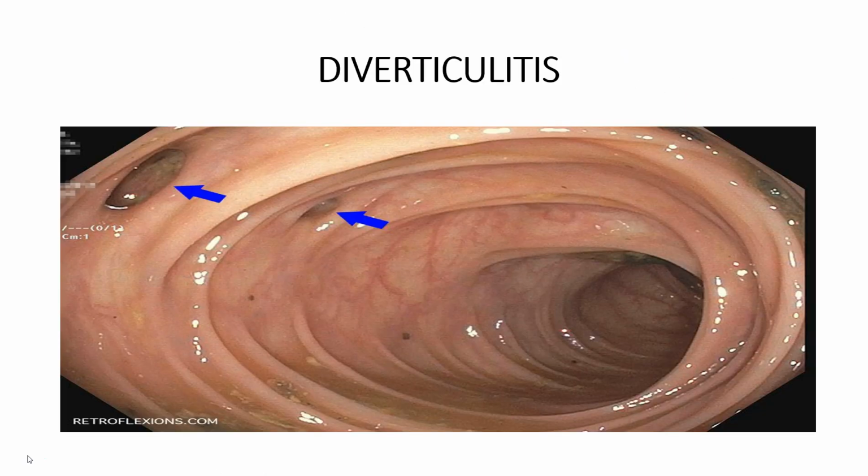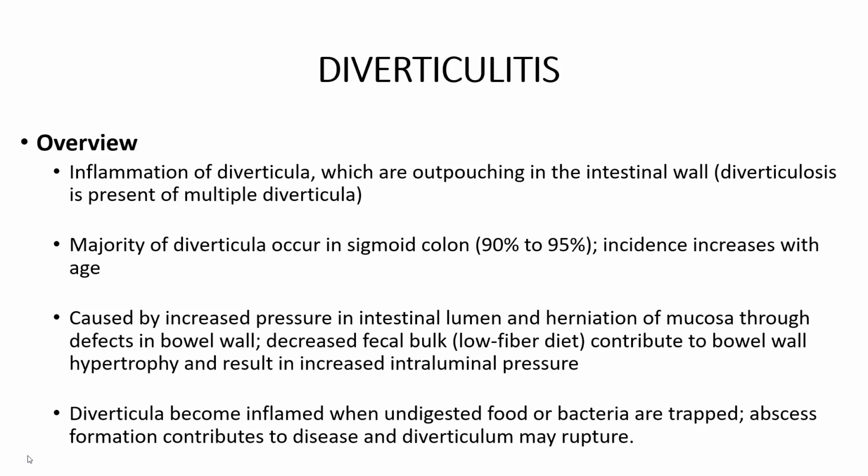Alrighty, so diverticulitis. Let's just start off. A diverticulum is a herniation or an outpouching of the bowel mucous membrane. It's caused by increased pressure within the colon and weakness in the bowel wall. Diverticulosis is a condition where you have multiple diverticula. They're present without any evidence of inflammation.